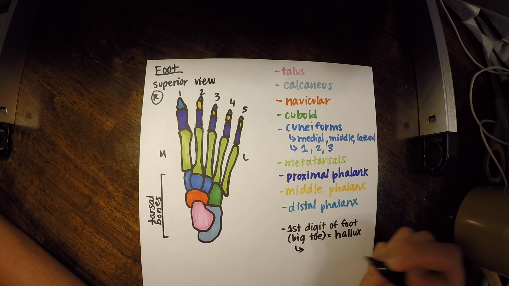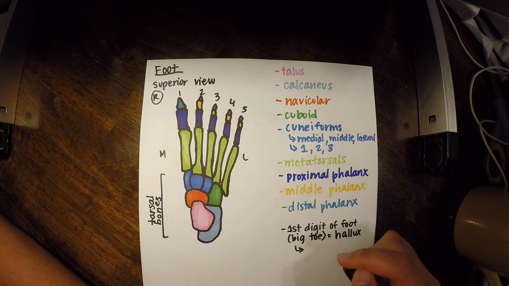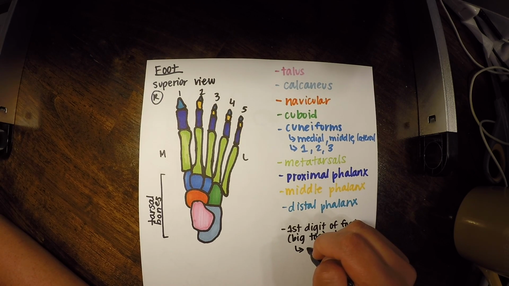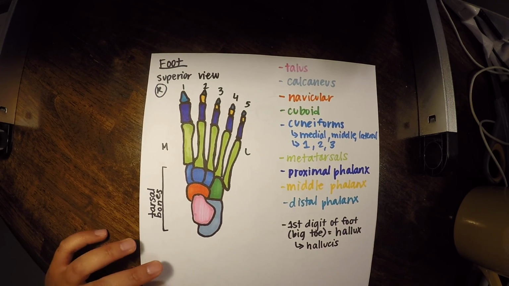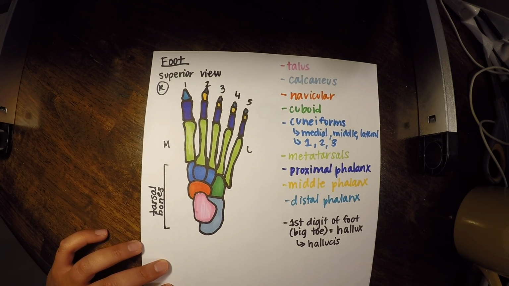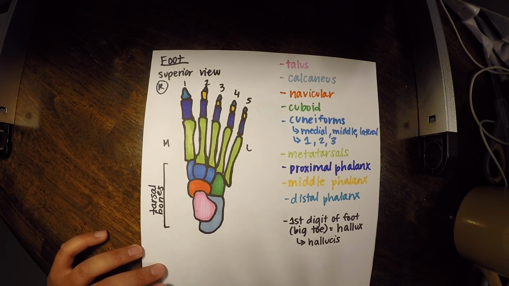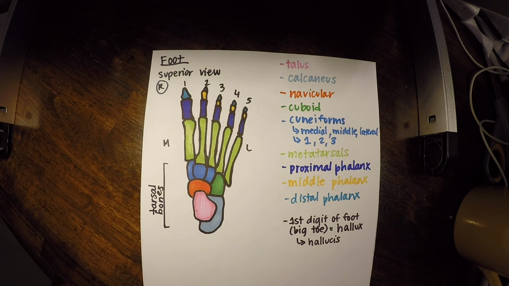So if we're using that term in terms of muscles, there are muscles with the word hallucis in it. So just to make sure that we're on the same page when we start moving forward with other things. Now this wraps up the lower extremity portion of the skeletal system.